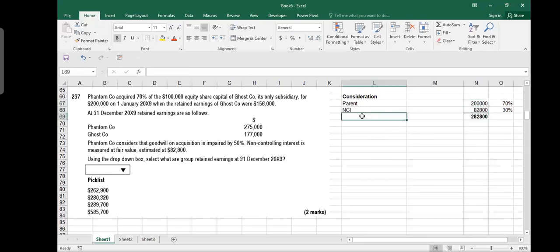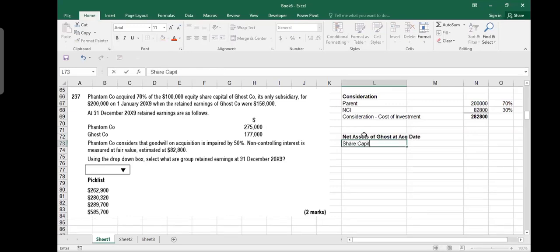Now, out of 282,000, this you call consideration, and sometimes you also call it value of investment or cost of investment. Let's call it cost of investment. These are the two names. You can use them alternatively. And then you need to find out the net assets of Ghost, the subsidiary, at acquisition date. This is very important to remember: at acquisition.